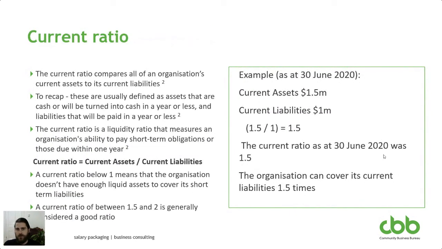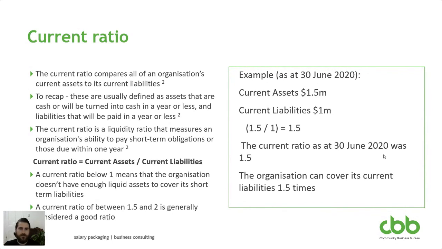The current ratio, arguably one of the most popular ratios, compares all of an organisation's current assets to its current liabilities. So to recap, these are usually defined as assets that are cash or will be turned into cash in less than a year, and liabilities that will be paid in a year or less. So again, just a recap on the definition of current in terms of assets and liabilities.